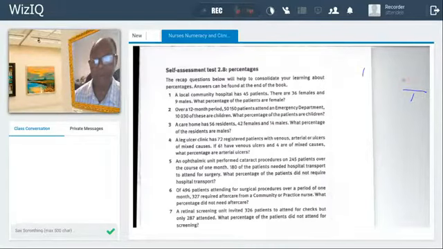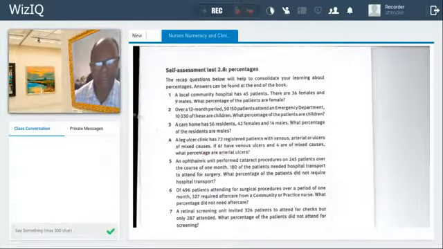And that's question 4. Okay, so question 4 says, a leg ulcer clinic has 72 registered patients with venous, arterial or ulcers of mixed causes. If 61 have venous ulcers and 4 are of mixed causes, what percentage are arterial ulcers? Okay, so they are asking for arterial ulcers.